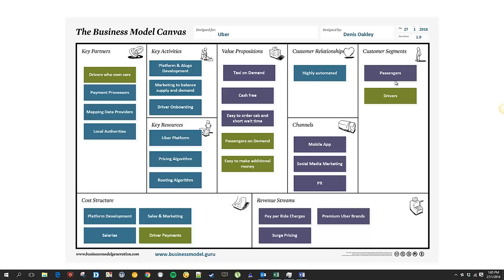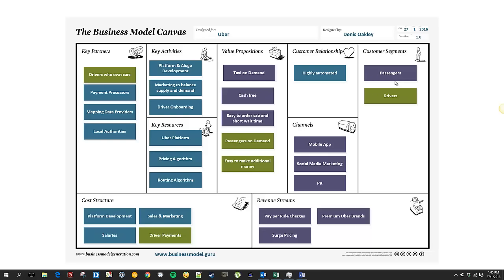Channels: principally, you use Uber through the mobile app, pretty much no other way of doing it. And then it reaches people through the app, through email marketing, through social media, and above all, through earned media, through its PR, through people talking about it, and of course, through word of mouth.